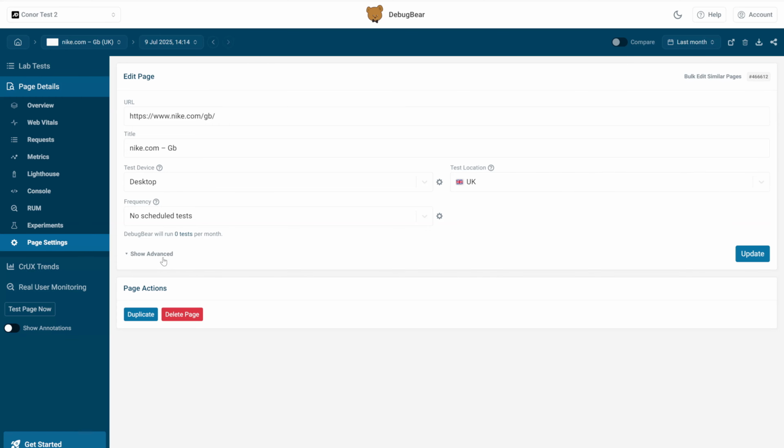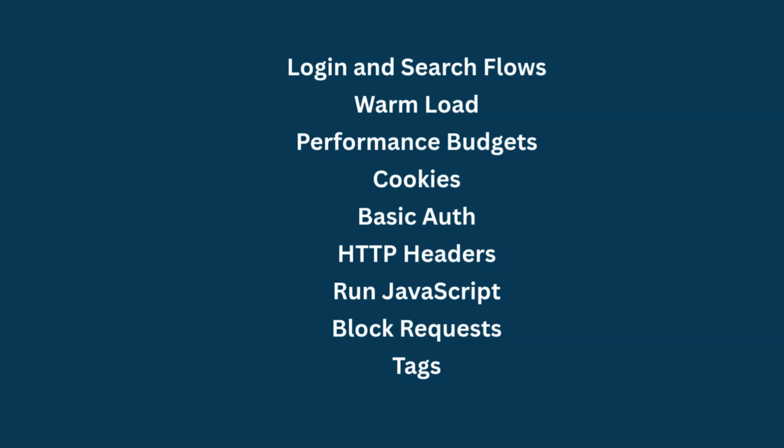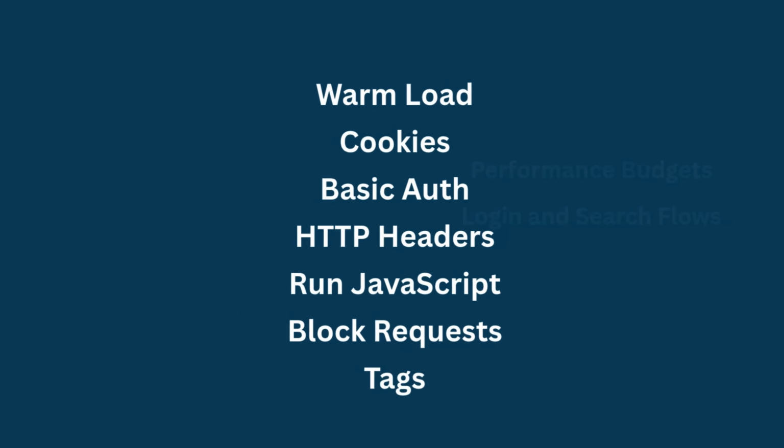Advanced settings for DebugBear synthetic tests allow you to customize how tests are run. For example, you can accept cookie banners, test staging websites, or block third-party requests. There are 9 advanced settings in total. In this video, we'll take a look at 7, while performance budgets and login and search flow settings will have their own dedicated videos. Let's take a closer look at each of these settings, including some examples.